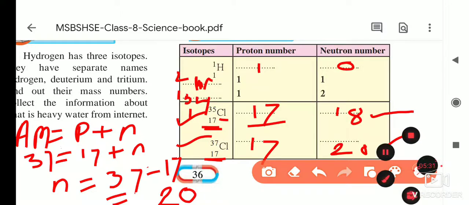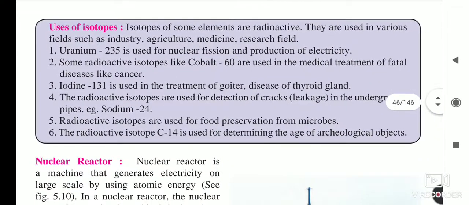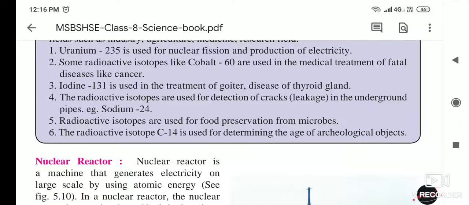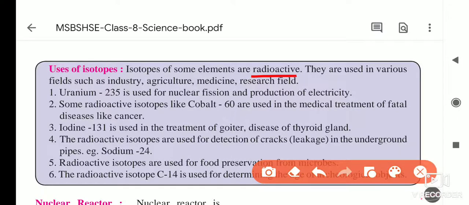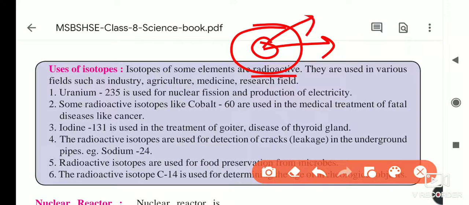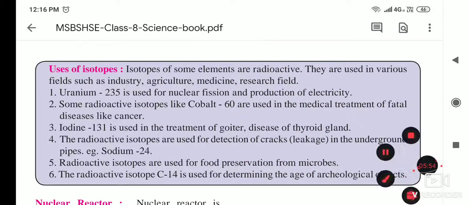Now we will move towards the next part of our lesson, and the next part of our lesson is the uses of isotopes. So what are the uses of isotopes? See here, isotopes of some elements are radioactive. Radioactive means their nucleus, if this is the atom, emits a kind of rays, and that's why they are called radioactive rays.